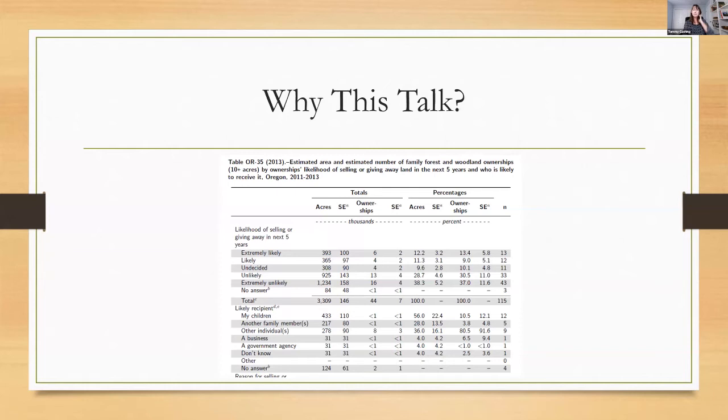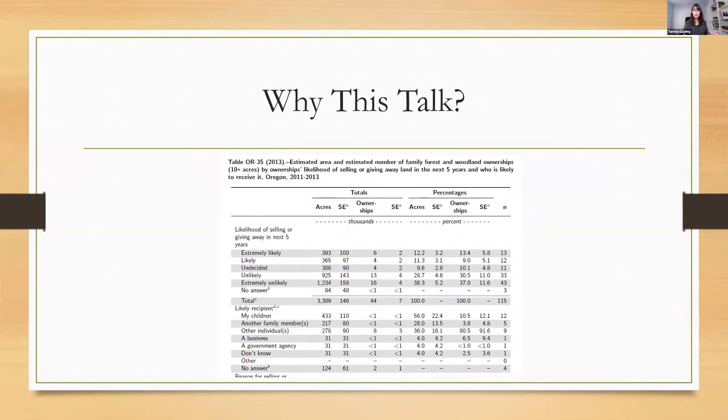So why do we do this? Why do we need to talk about succession planning? The data in front of you is from the National Woodland Owners Survey. Some of you may have taken that survey in the past, done by the U.S. Forest Service. This particular table is for people that have 10 or more acres, and it's looking at whether you answered that you were selling or giving away land in the next 5 years, and then more importantly, who is likely to receive it.